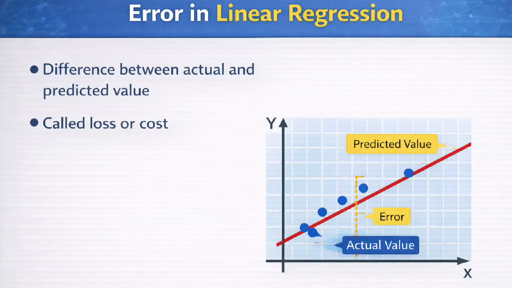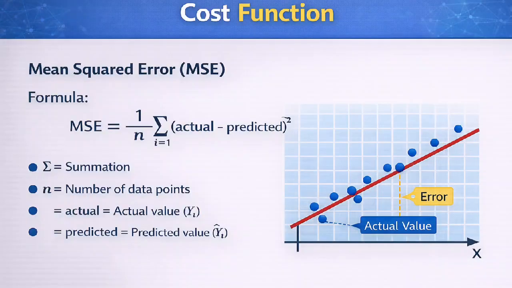The difference between the actual value and predicted value is called error. Our goal is to minimize this error as much as possible. To measure error, we use a cost function. The most common one is mean squared error. It squares the error so that bigger mistakes are punished more.